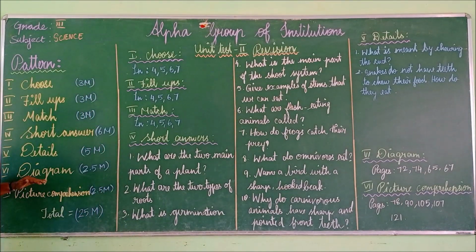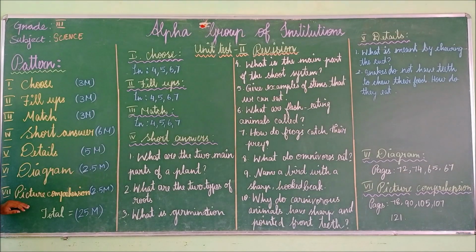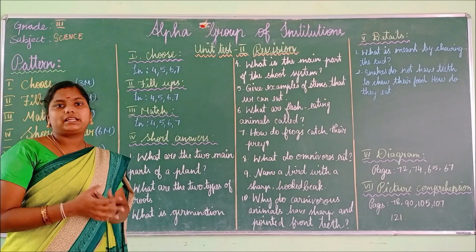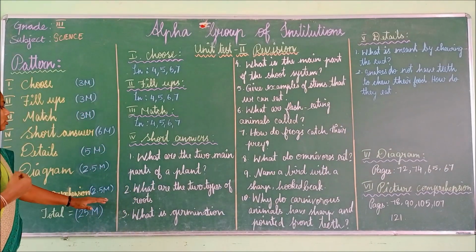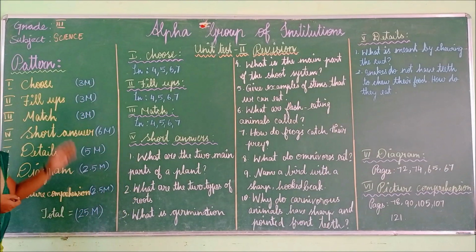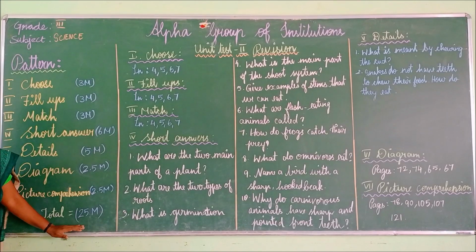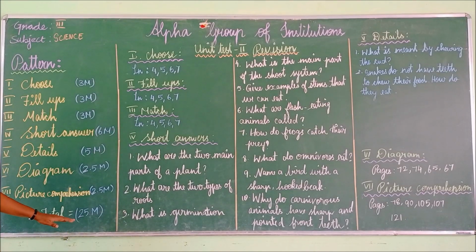The next one, diagram. So you will be having a diagram. You will be labeling the parts for the diagram. It will be containing 2.5 marks. And picture comprehension. I will be giving you pictures related to it. That will be an activity. So it will be for you for 2.5 marks. So totally your marks is 25. Your revision test, your unit test 2 mark is 25.